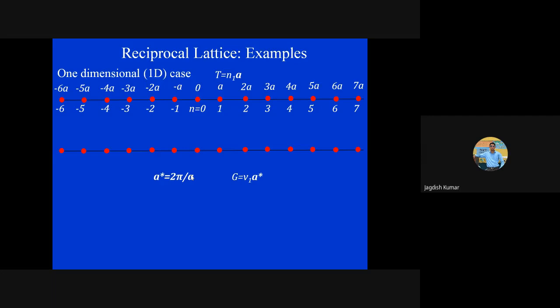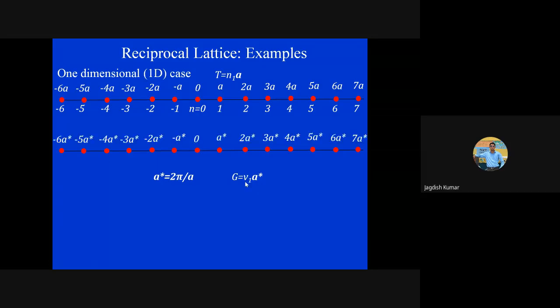And what will be the corresponding translation vector? In real space, we write this translation vector with T. In reciprocal space, we write the same vector with the notation G, just to differentiate them from each other. What will be the generating vector for a reciprocal lattice? We can say it is something like v1 times a star, where v1 is also some set of integers. As we have n1 for the real space lattice, we take a different notation for the integer generating the reciprocal lattice.